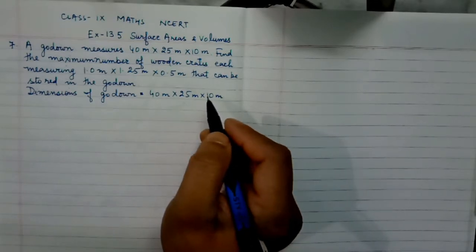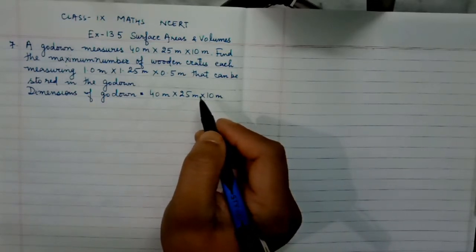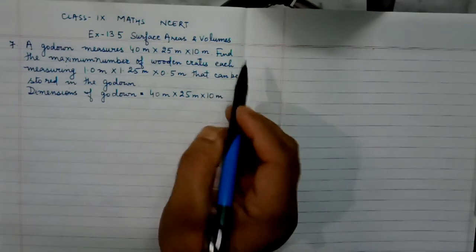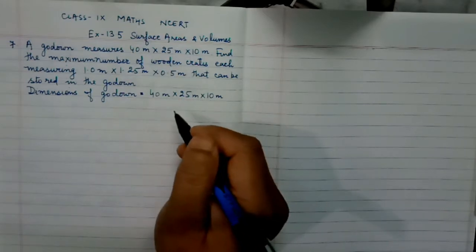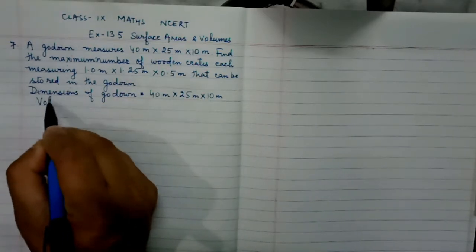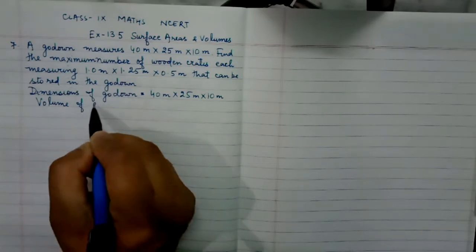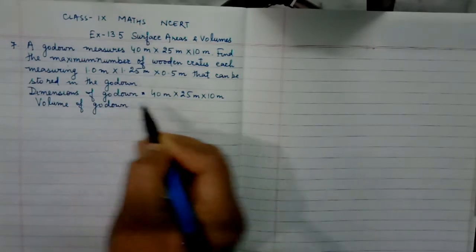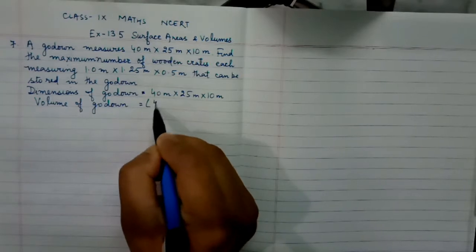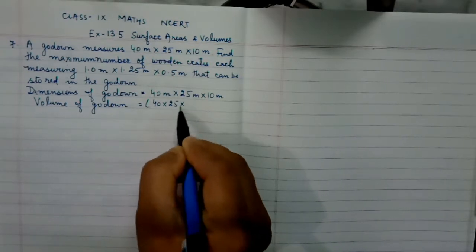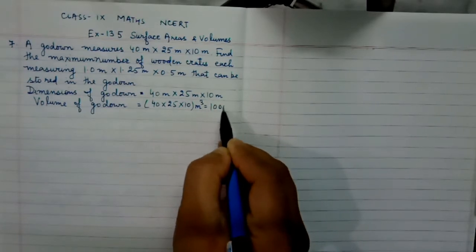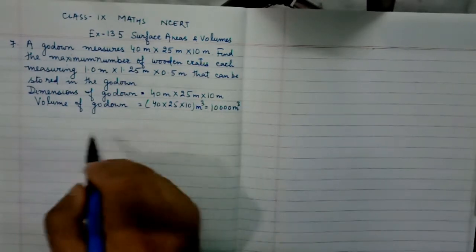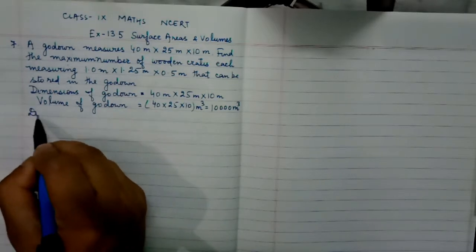Students, first of all, make sure whatever is given in the question, you first write the information which you get from the question. तो गो डाउन की मेजरमेंट दी हुई है 40 मीटर इंटू 25 मीटर इंटू 10 मीटर, पहले हमने वो लिख ली और हमने वॉल्यूम ऑफ गो डाउन निकाल लिया. Okay, so volume of godown is equal to 40 into 25 into 10 meter cube, which is equal to 10,000 meter cube.